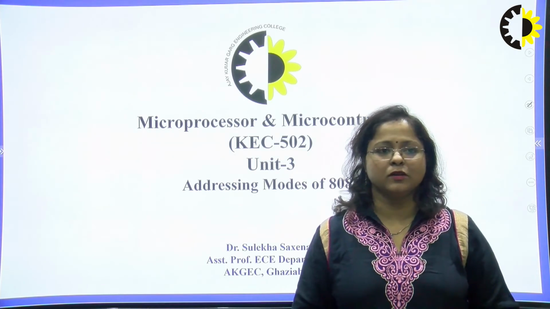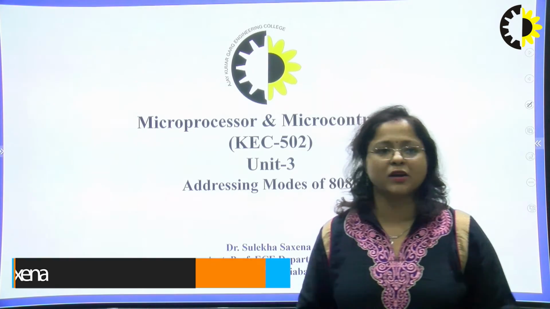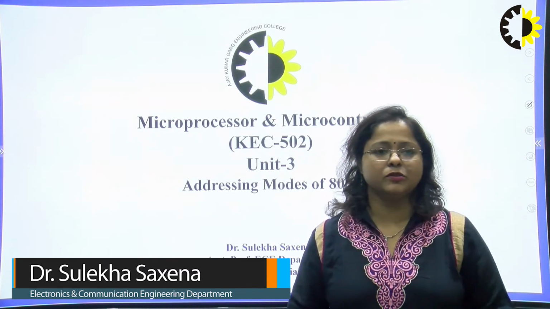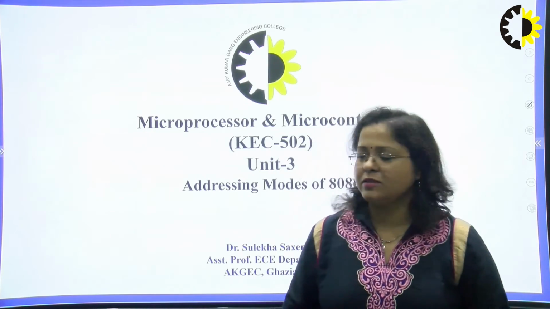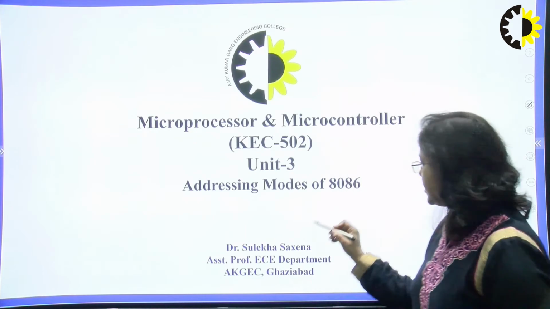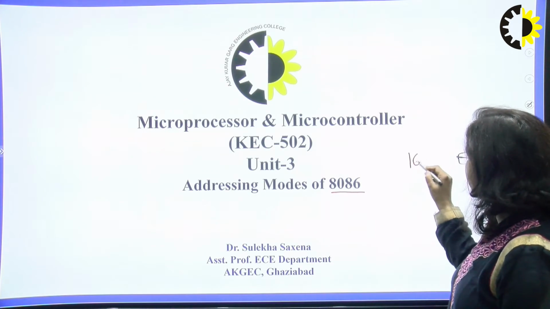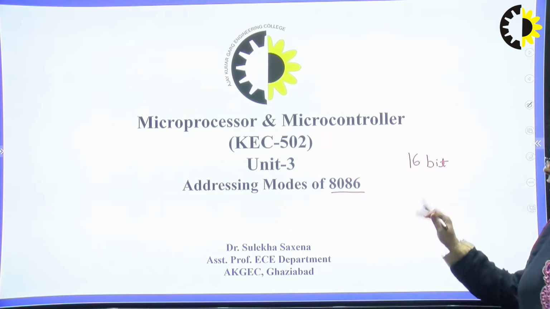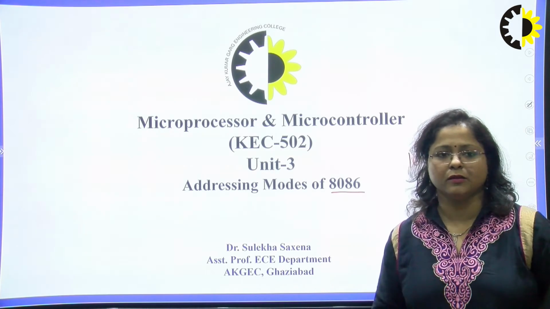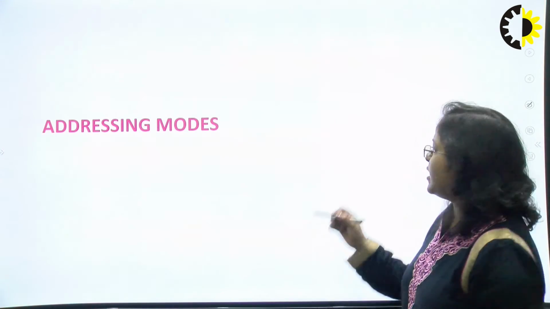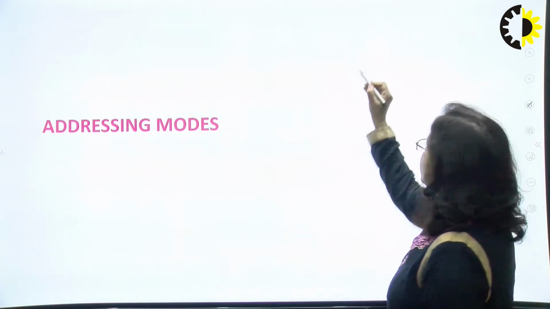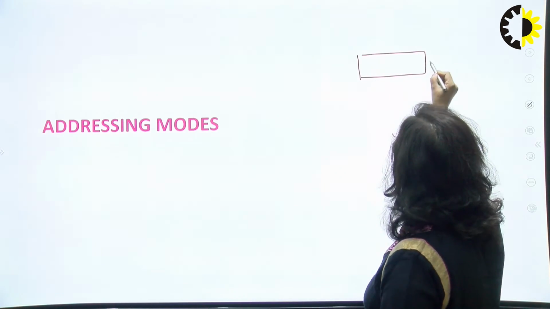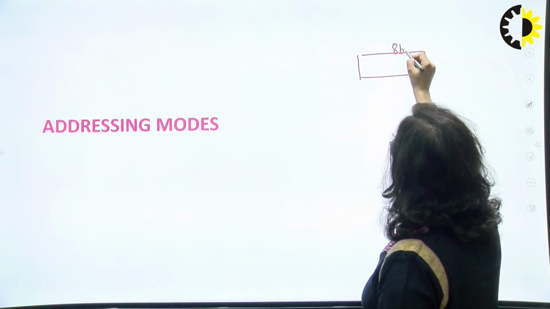Today we are going to cover a very important topic of the microprocessor and microcontroller syllabus, that is addressing modes of the 8086 microprocessor. As we already know, 8086 is a 16-bit microprocessor, meaning its data bus is 16-bit and its address bus is 20-bit. But as we all know, memory is byte addressable, that is, each location of memory consists of 8-bit data.